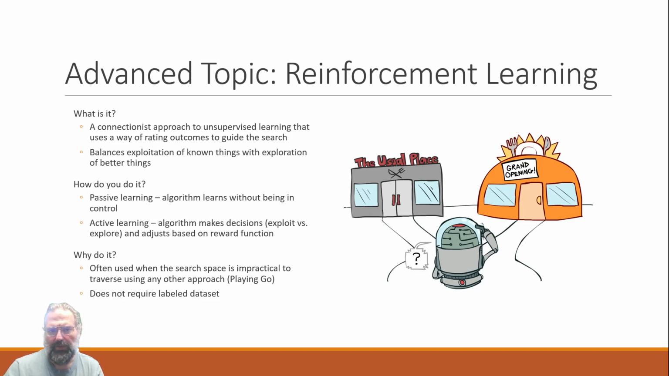There are various ways it can be done. There's passive, where it watches without being able to change. And then there's active learning, where the algorithm will make changes to the thing that is being observed and then react accordingly. It is done when the search space is impractical to traverse using traditional approaches, and Go is an example of that. There are simply too many move variations. And because it's an unsupervised method, it does not require a labeled data set.